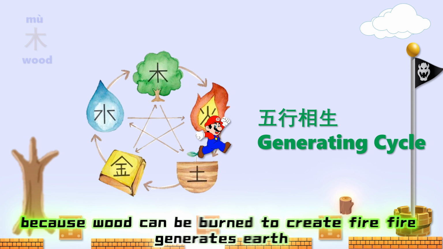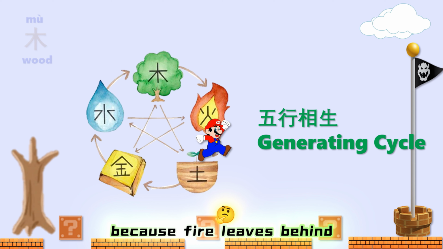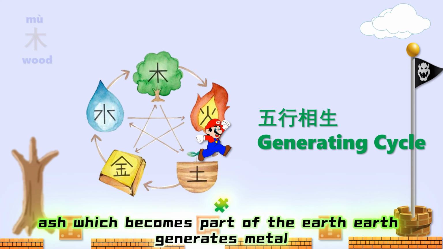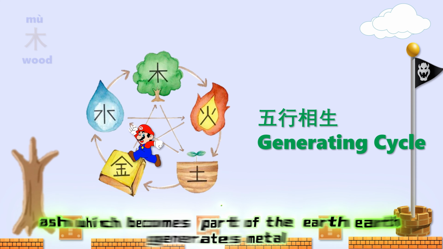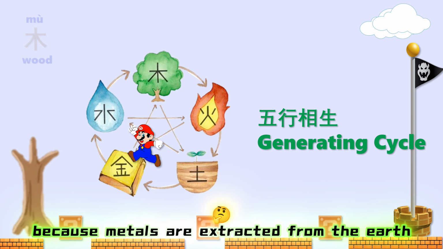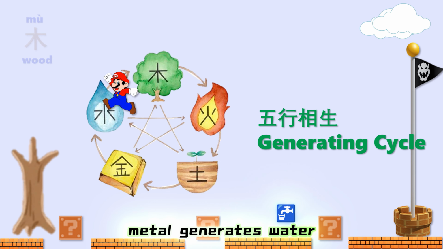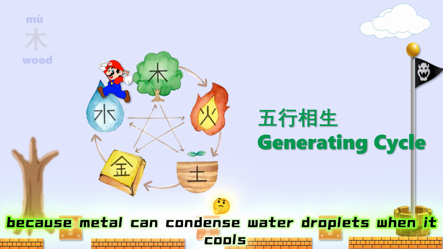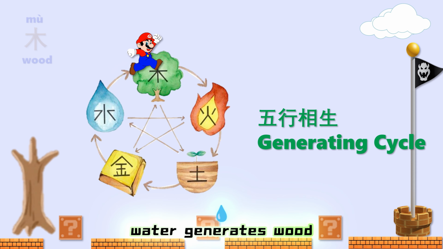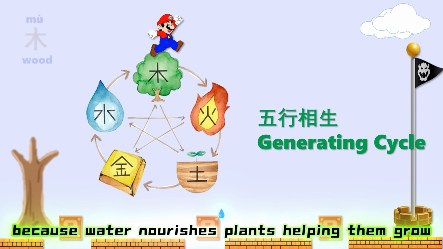Fire generates earth because fire leaves behind ash, which becomes part of the earth. Earth generates metal because metals are extracted from the earth. Metal generates water because metal can condense water droplets when it cools. Water generates wood because water nourishes plants, helping them grow.